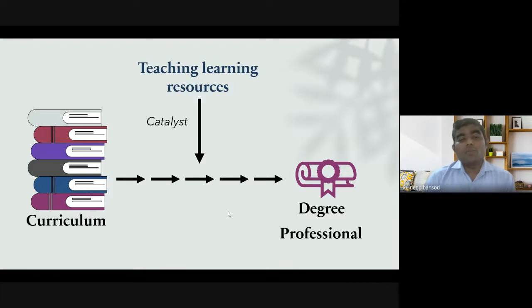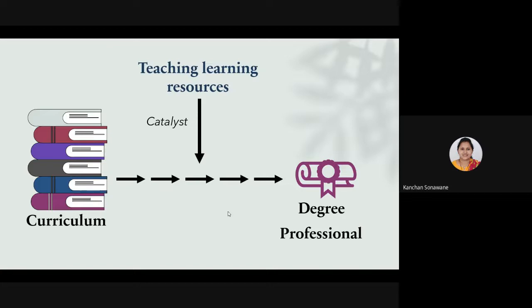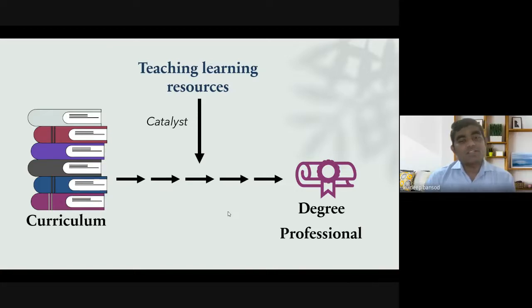So to become a professional, he requires teaching learning resources. And these teaching learning resources work as a catalyst. So I have given it the name catalyst. These teaching learning resources, which are developed by the teacher, do not actually take part, but they increase the learning of the students. And hence I put this name, catalyst, to the teaching and learning resources.